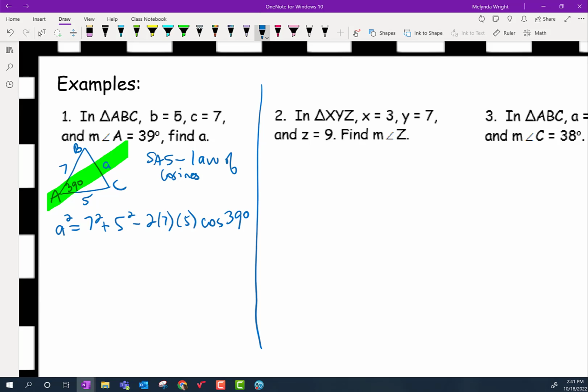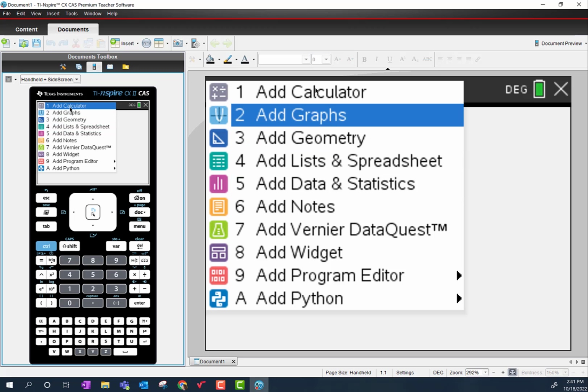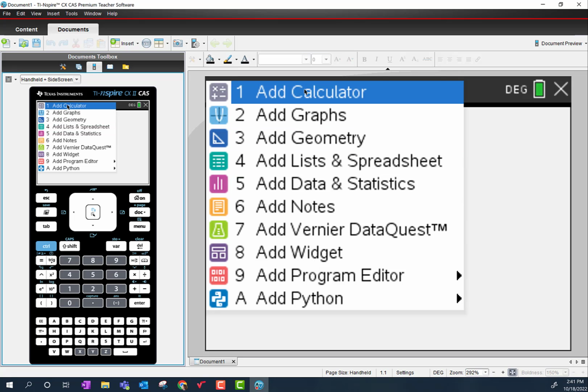I just filled out the formula. A squared equals 7 squared plus 5 squared minus 2 times 7 times 5 cosine of 39 degrees. Is everybody okay so far? What I'm going to do now is pull up my calculator. I'm going to work alongside you just to make sure we've got our calculator input down very well. If I go to my calculator, and you can go to your calculator, we're going to add the calculator page.